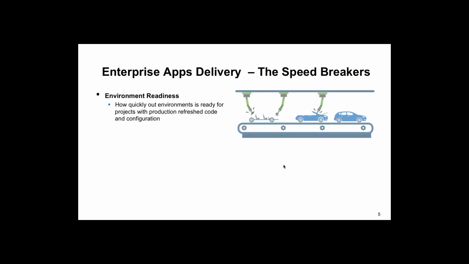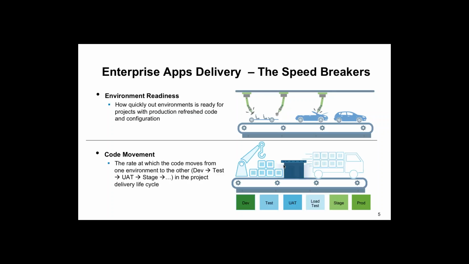All that complexity will be gone when you have an environment that's completely ready with production-refreshed code and configuration. The second speed breaker that we always hit is how the code moves from one environment to the other. This is a typical traditional SDLC process for most IT organizations. They start from the development environment and ship the code into the test environment. Once QA tests that, they push it into user acceptance test and so on. Until it reaches production, there is a huge delay. And this is yet another speed breaker for enabling faster delivery into production.